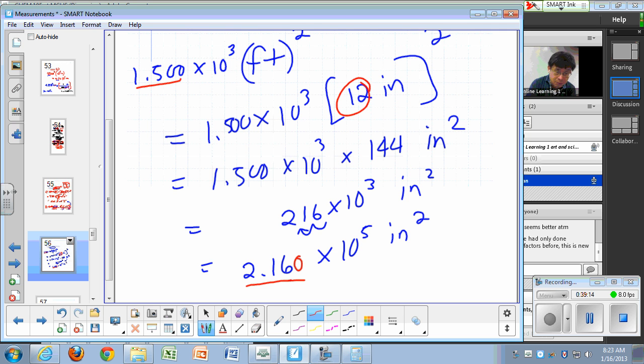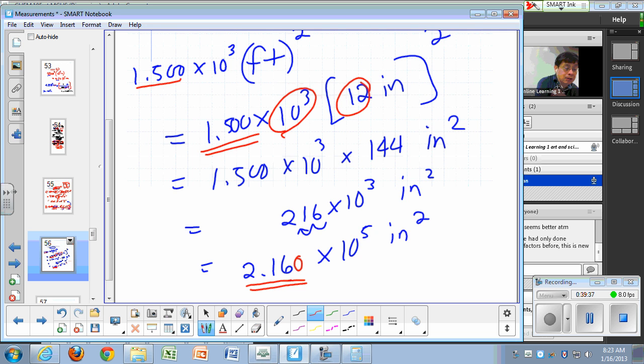That's an infinite number of sig figs. 10 to the third, that's a power of 10. You don't worry about that. So the only thing here in your multiplication that has sig figs would be the 1.500. So that's 4 sig figs. So your answer should have 4 sig figs. Okay?